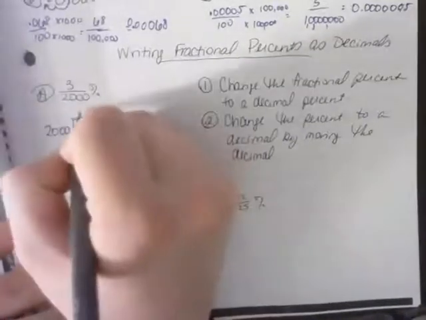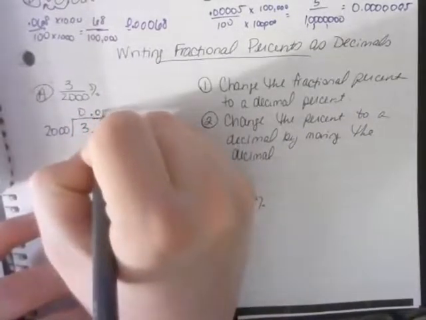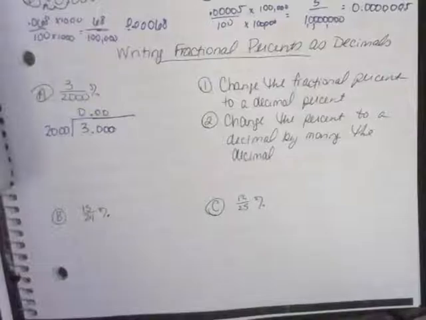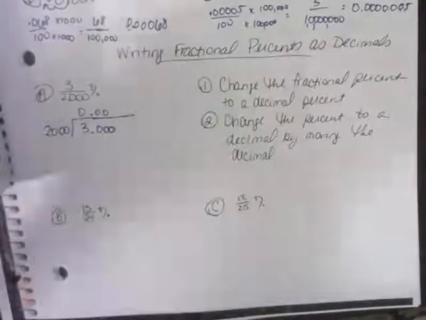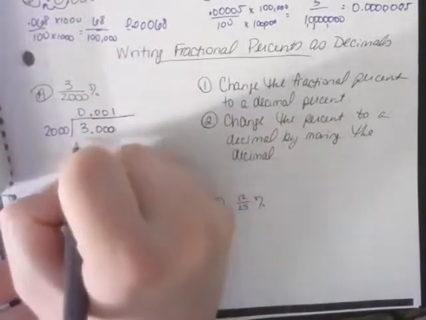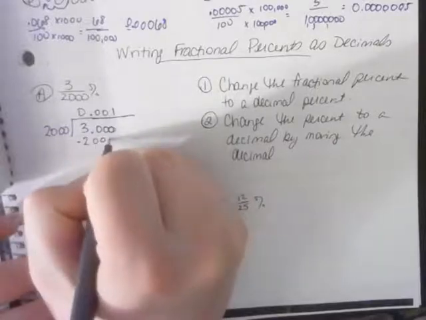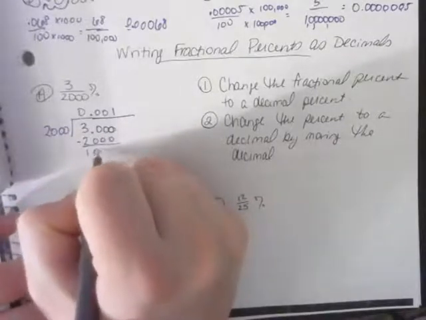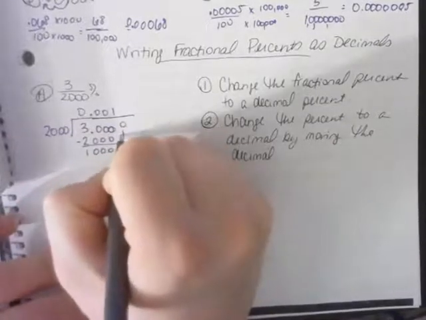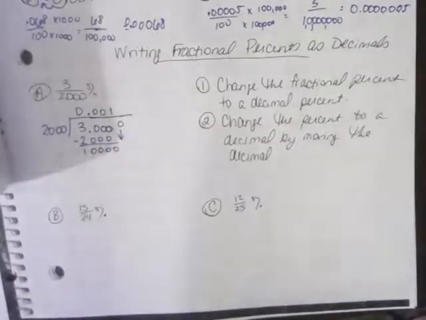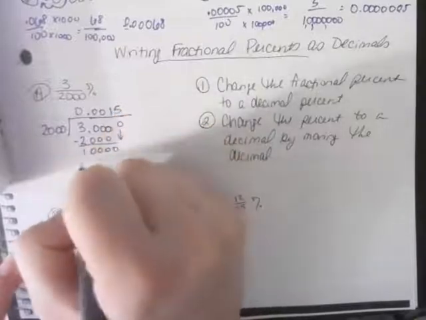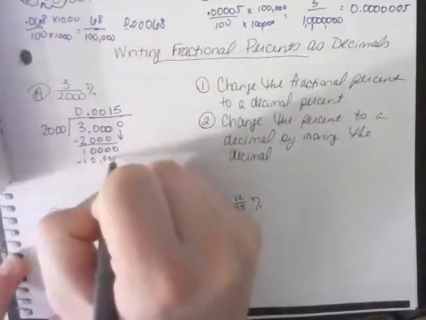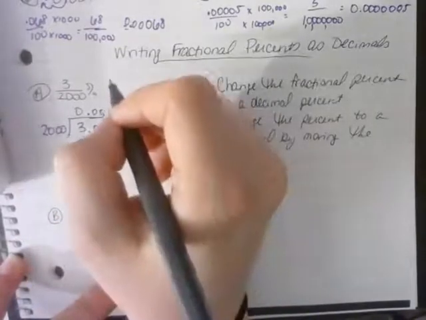2,000 does not go into 3, does not go into 30, it does not go into 300. But 2,000 does go into 3,000. It goes into it one time. 1 times 2,000 is 2,000. Subtract. We have 1,000. Add another 0. Bring it down. 2,000 goes into 10,000 5 times. And that would be 10,000. So we're left with 0.